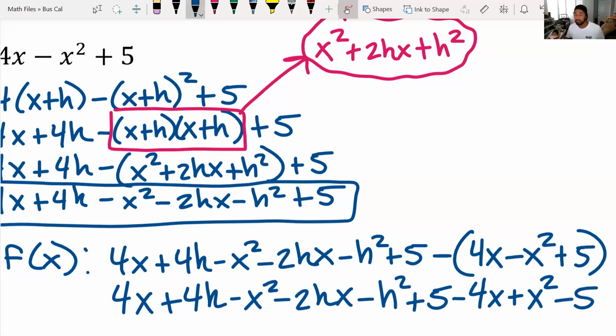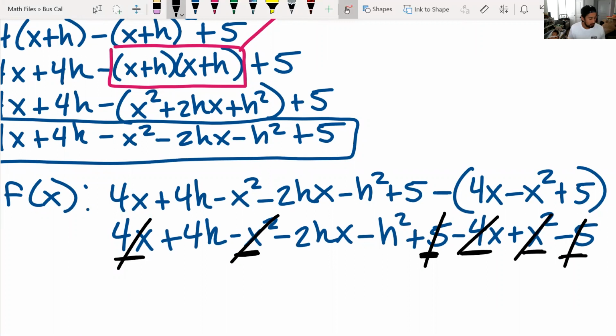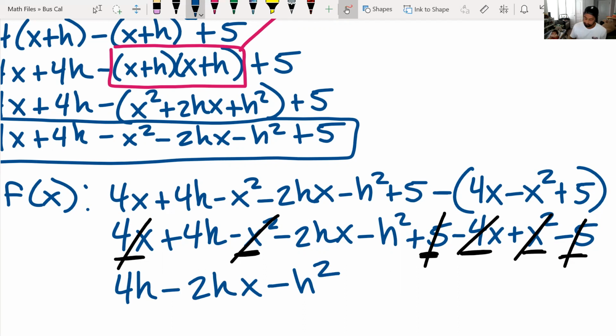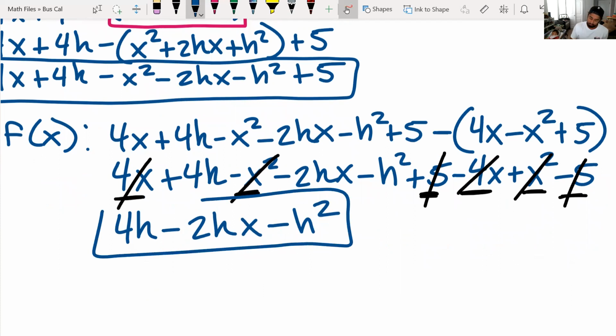So, distribute that negative, and now terms are going to start to cancel. 4x, negative 4x, gone, gone. Negative x squared, positive x squared, gone, gone. 5, negative 5, gone, gone. All right, perfect. Okay, and now what we're left with is 4h minus 2hx minus h squared. All right, this will end step B, or the second step, right? Okay.